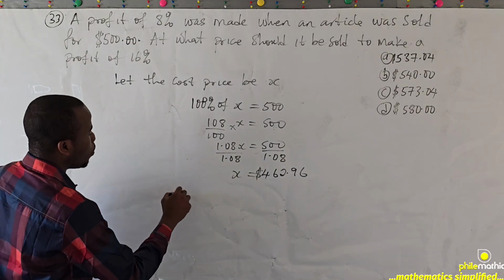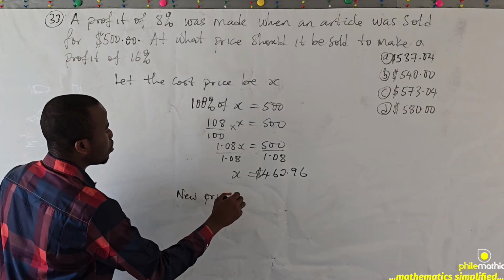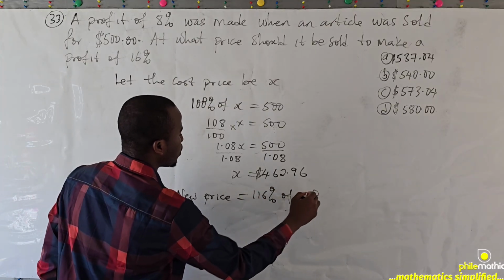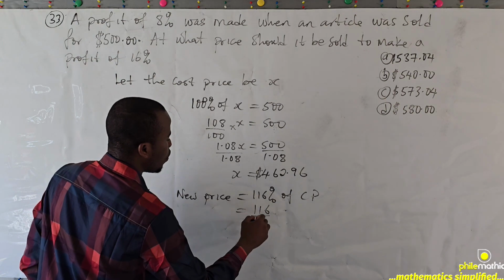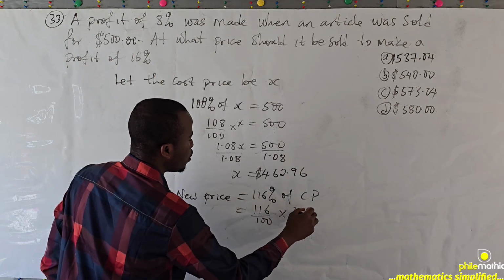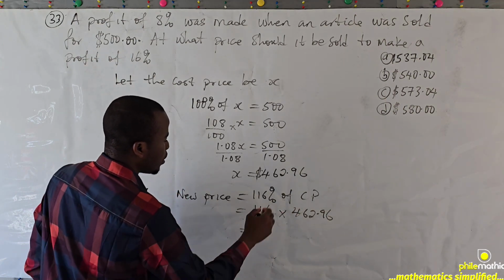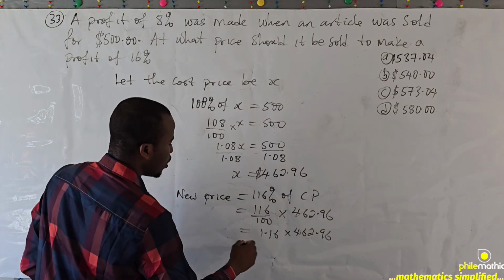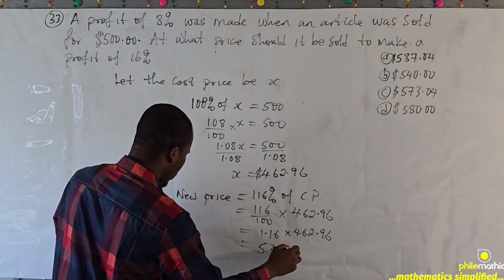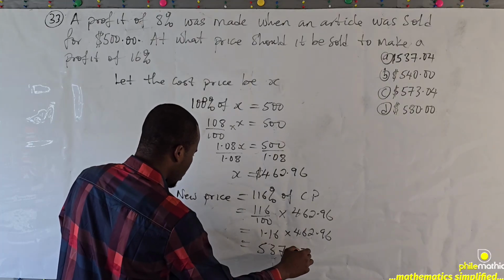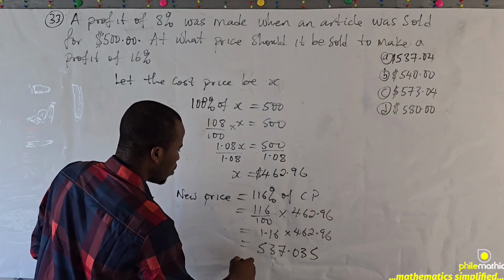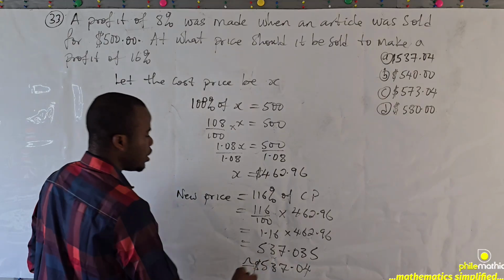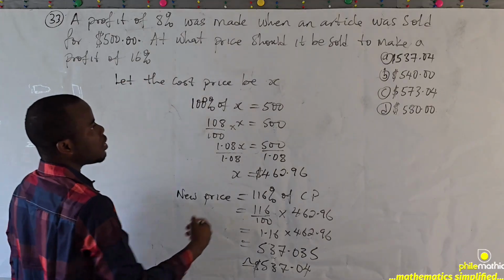So the new price is simply 116% of cost price, which is 116 by 100 times 462.96. And this is 1.16 times 462.96. This gives us 537.035, approximately $537.04. So this is the amount it will be sold for you to make a profit of 16%, which is A.